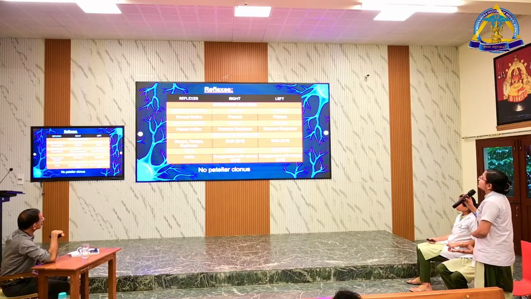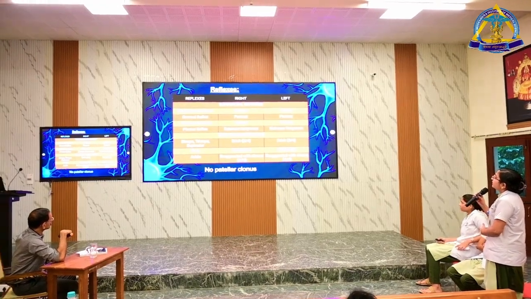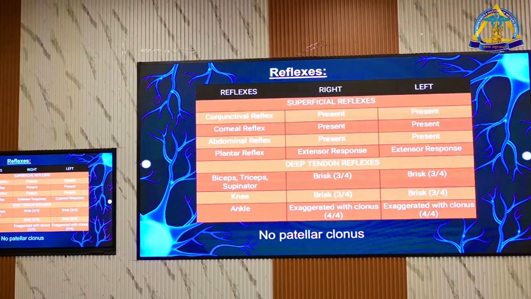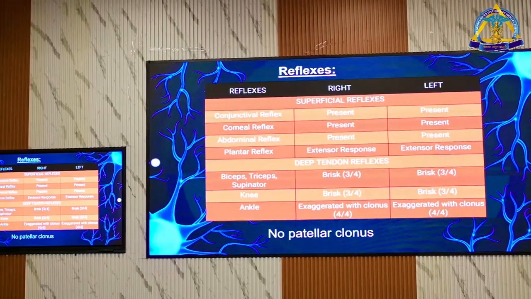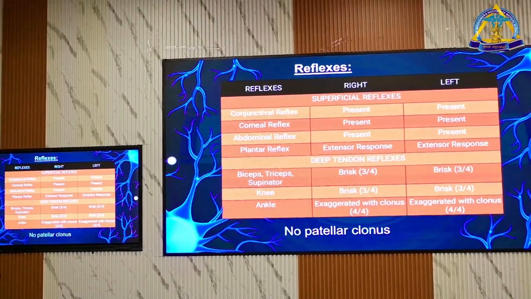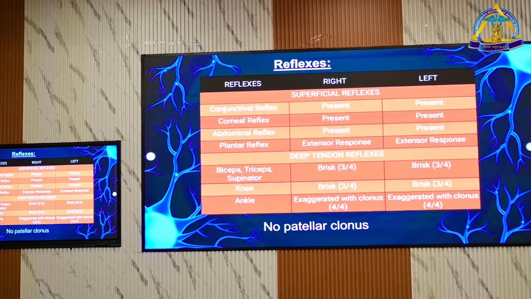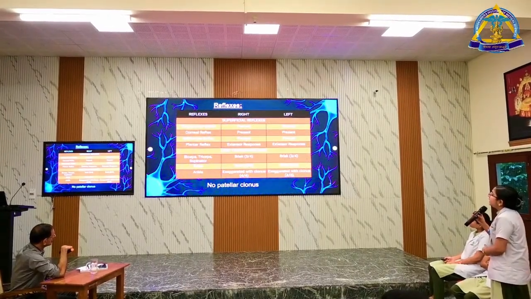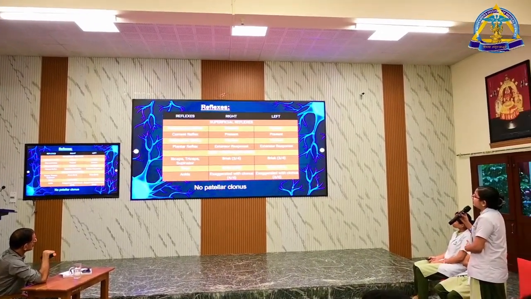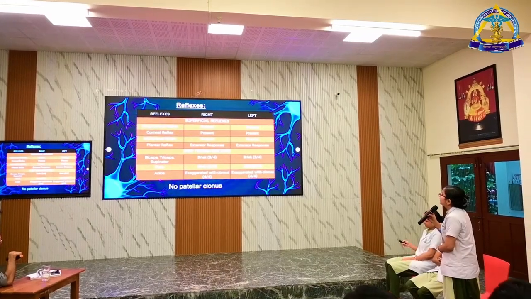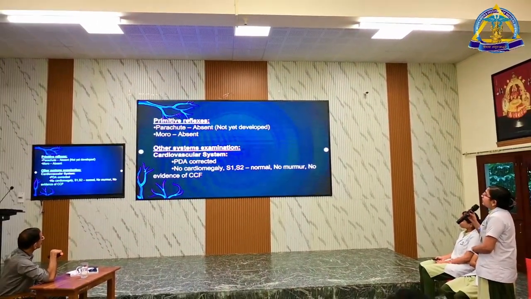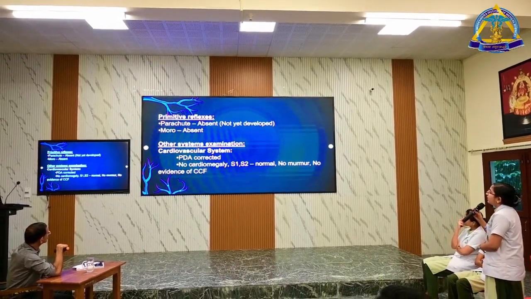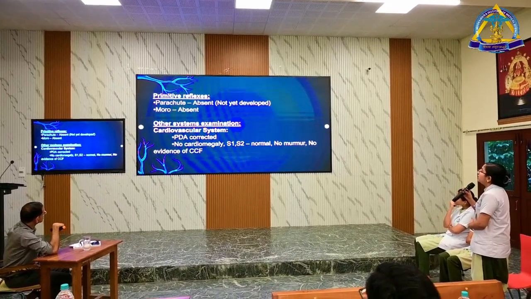Reflexes. Superficial reflexes: conjunctival reflex, corneal reflex, abdominal reflex present on both sides. Plantar reflex is extensor in both limbs. Deep tendon reflexes: biceps, triceps, supinator and knee jerk are brisk. In the ankle, exaggerated with clonus on both sides, no patellar clonus. Primitive reflexes: parachute is absent, not yet developed, and Moro reflex is absent.